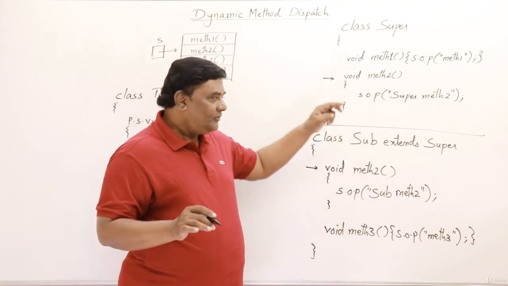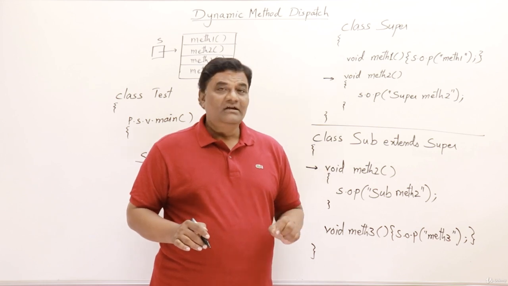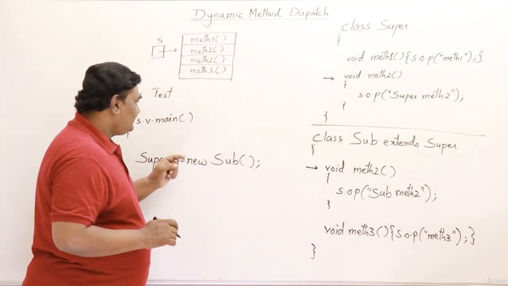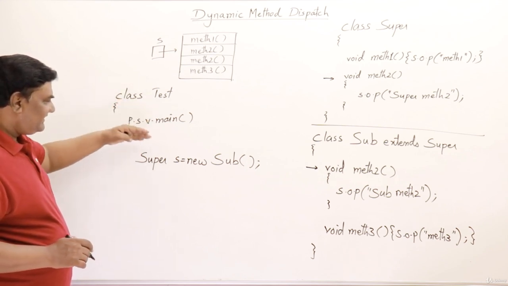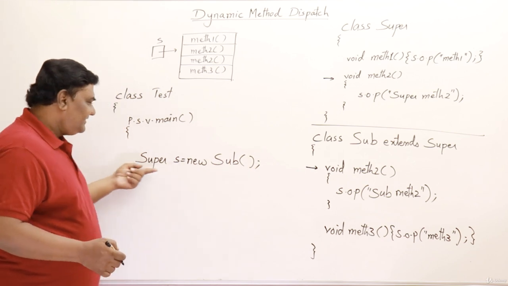So we have studied these two classes. There is method overriding done here. Now let us learn a new thing. Here I have an example: class Test and the main method. Inside the main method, that is my application, I have written something.